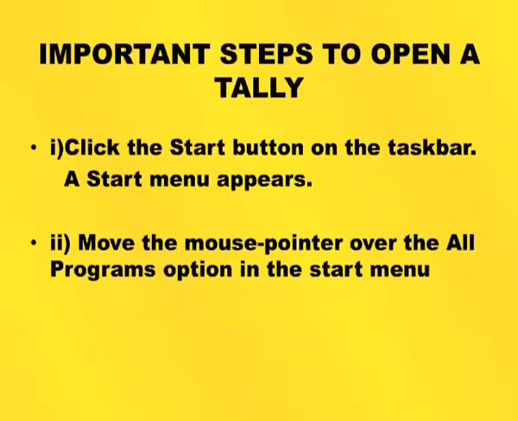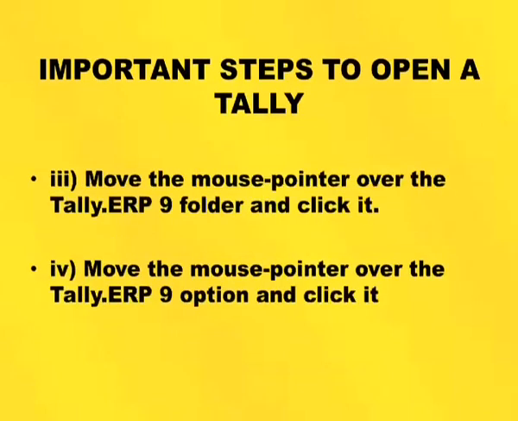Important steps to open Tally.ERP 9 are the following. First step is to click the start button on the taskbar. A start menu appears. Second step, move the mouse pointer over the all programs option in the start menu. Third, move the mouse pointer over the Tally.ERP 9 folder and click it. And last step, move the mouse pointer over the Tally.ERP 9 option and click it. The Tally.ERP 9 window opens on your screen.